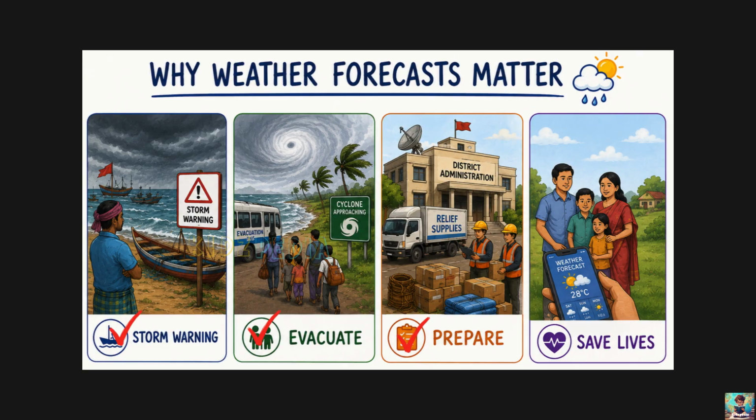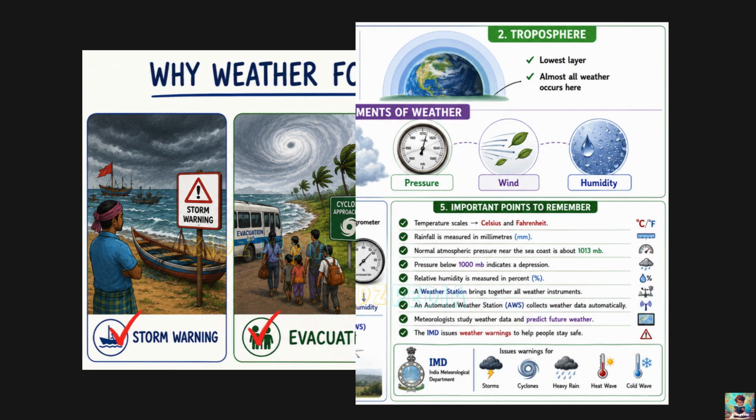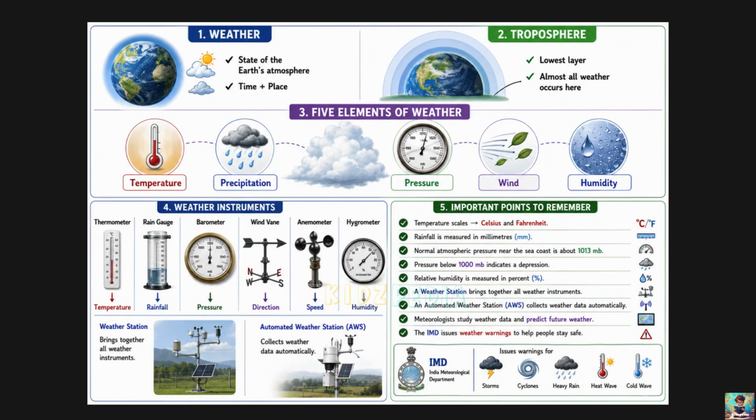So, weather prediction is not just about knowing whether it will rain tomorrow or not. It also helps save lives and reduce damage. So that's the complete chapter, Understanding the Weather. If you remember the 5 elements of weather, the 6 instruments, and understand how weather stations and meteorologists work, you have covered all the important NCERT concepts from this chapter.